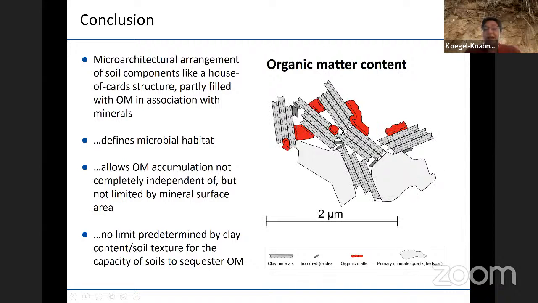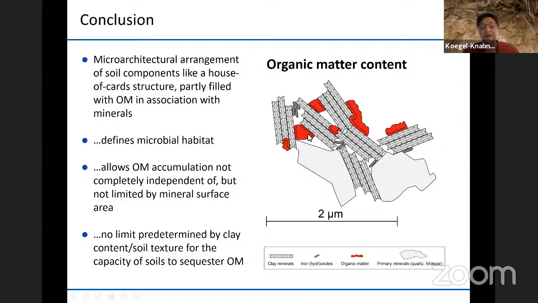but it can accumulate more organic matter, and this also says we have organic matter associated with the mineral surfaces, but with time they fill also the pores. So the organic matter accumulates in soils, not completely independent of the mineral surface area, but we think the mineral surface area does not finally limit the accumulation of organic matter.